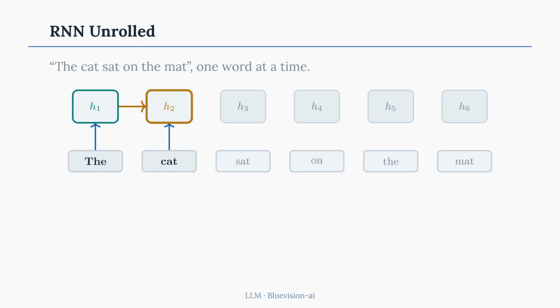Now, "cat." The network takes H1 and x_cat and produces H2. This hidden state now knows "the cat," the start of a noun phrase. H1 fades to teal as H2 becomes the current state. "Sat," past tense verb. H3 now carries noun phrase followed by past tense verb. The network is building a parse, implicitly, without being told what a parse is.